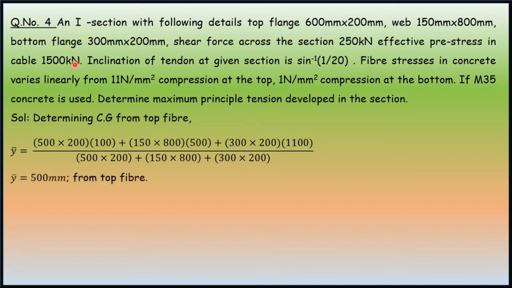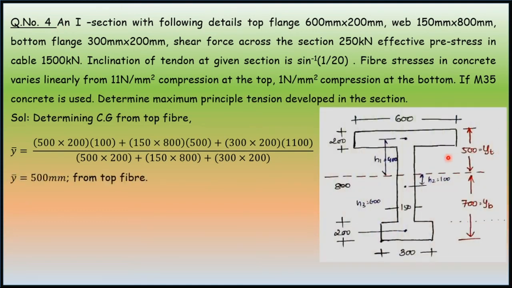So putting the I section into the figure and being able to determine Y bar from the top fiber, we are able to get it as 500 mm. So 600 by 200, 600 by 200, 150 by 800, 150 by 800, flange 300 by 200, 300 by 200. Finding out the Y bar and YB from the bottom, if we require Y bar from the bottom.